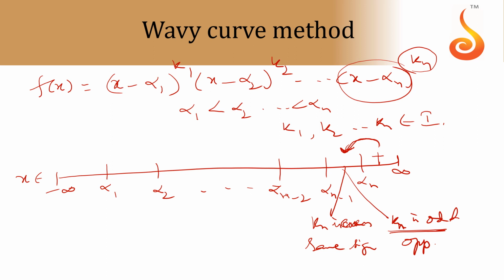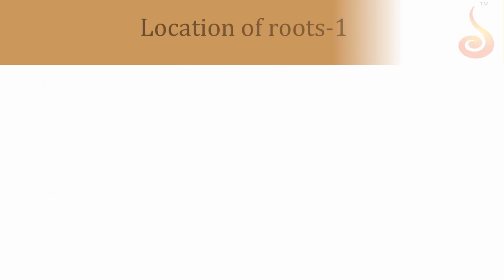So after deciding that, from here to here we will jump. Which critical value are we crossing? Alpha n minus 1. Its power we will see. If it is even, whatever sign is there, the same sign will repeat. If it is odd, whatever sign is there, its opposite sign will come. So this is called the Wavy Curve method.